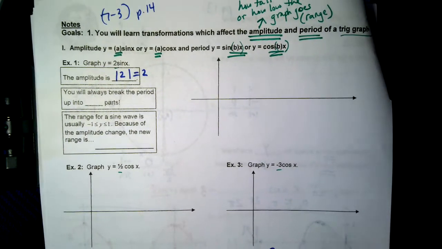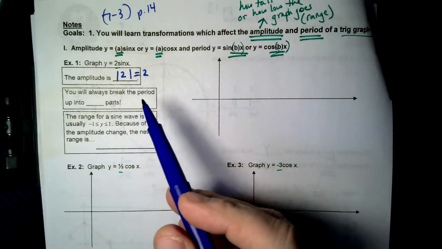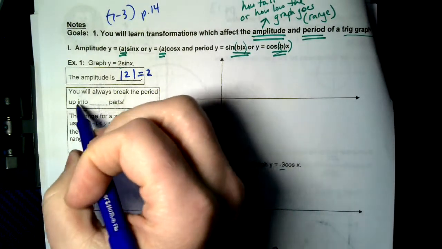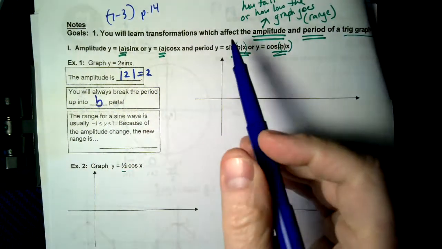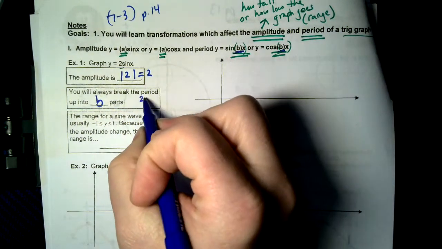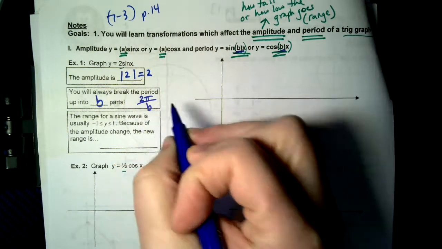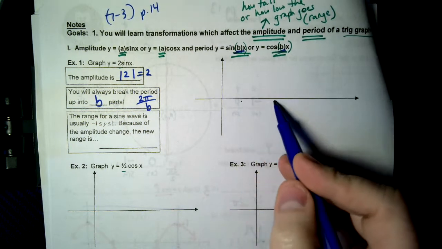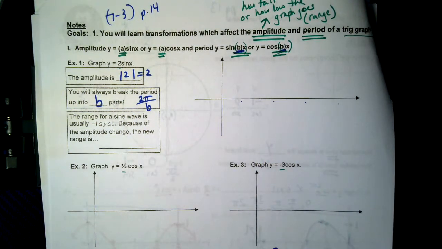We'll get to that. You're always going to break the period up into, this is where I cringe a little bit, I'm not crazy about the notes, it's going to break it up into B parts. So that letter B there. But that just means you're taking 2 pi and you're going to divide it by the B value. But then you have to figure out what the points are. It's kind of a tricky thing to learn. That's probably going to be the more important part on page 2 here.